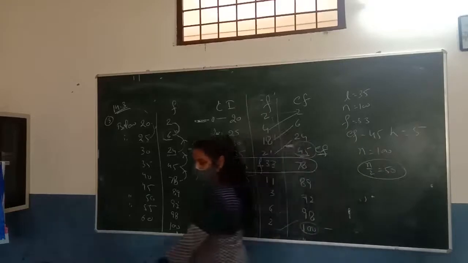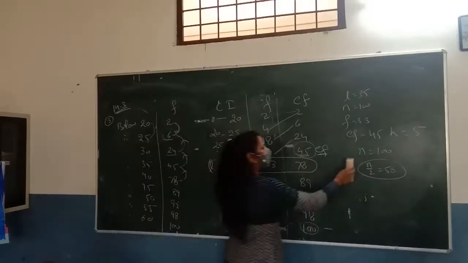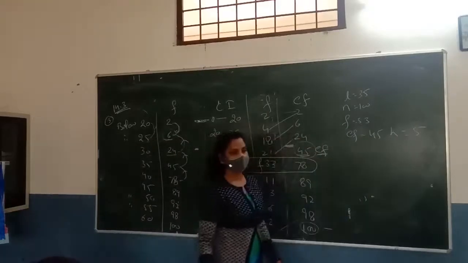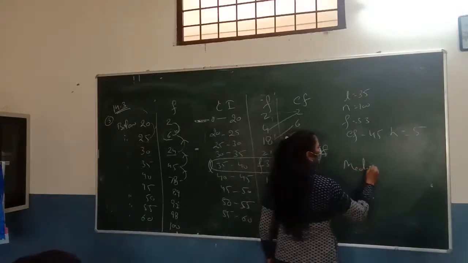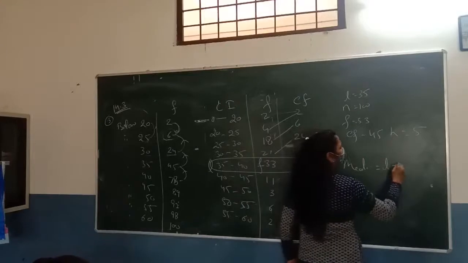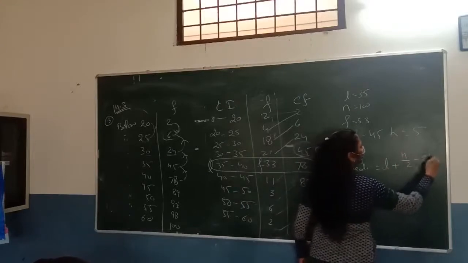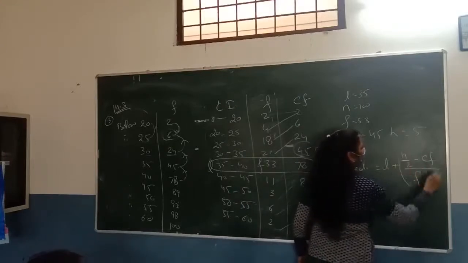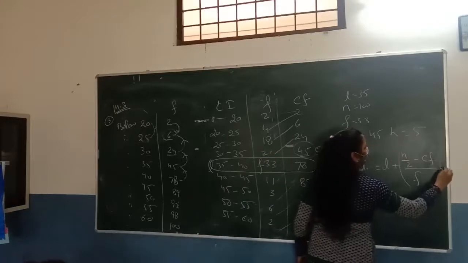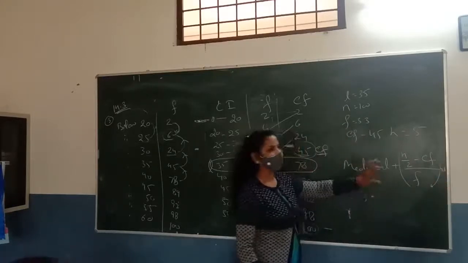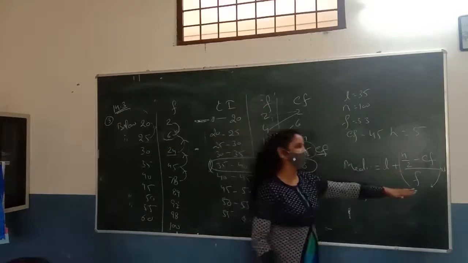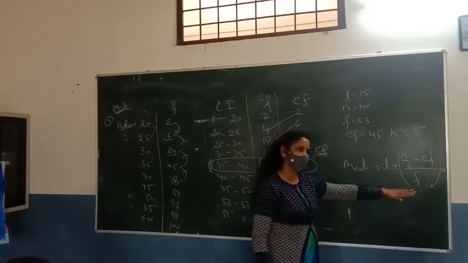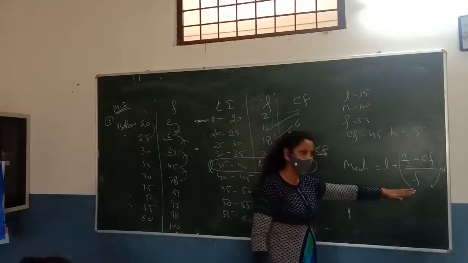Now use the formula for the median. Do you know the formula for the median, Nandita? Okay. So median is equal to L plus (n upon 2 minus CF) upon F into H. This is the formula for finding the median. And just put the values in the formula. Okay, clear? Any doubt?